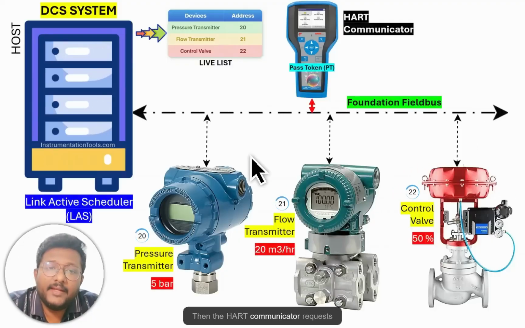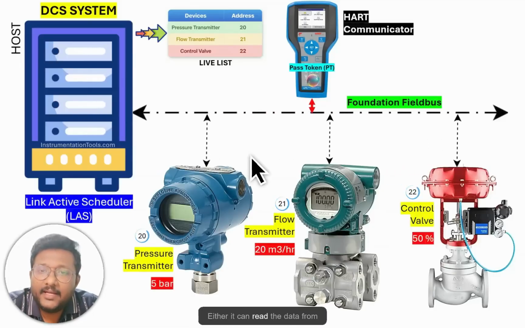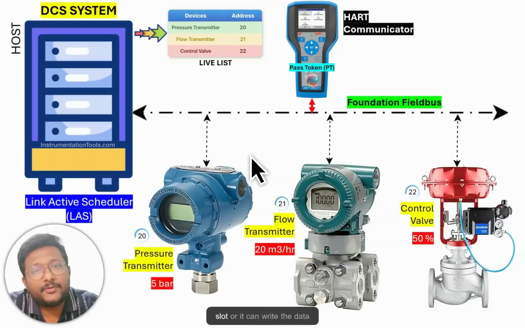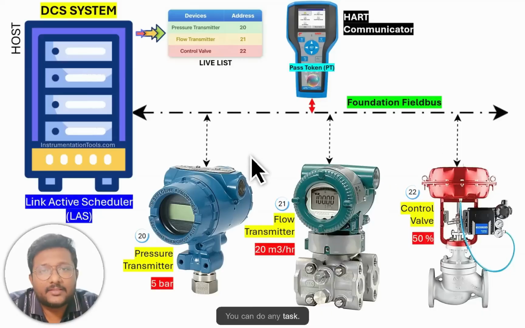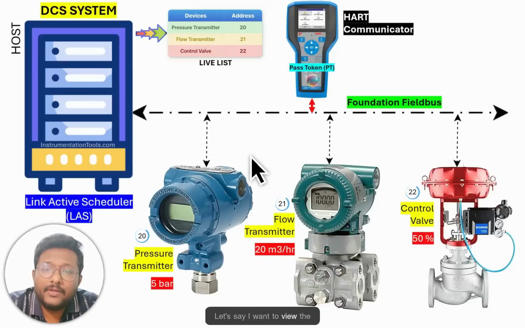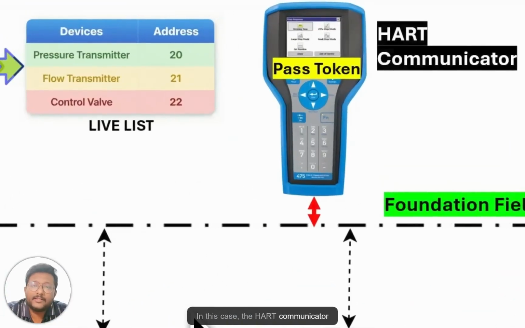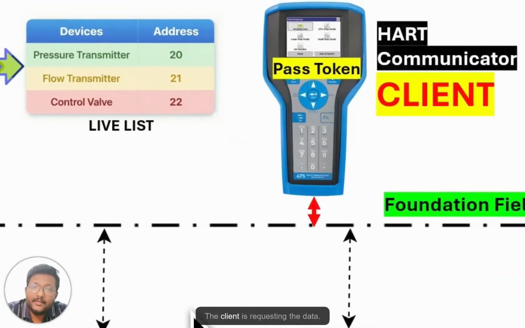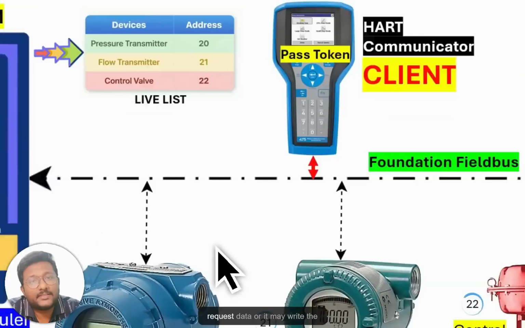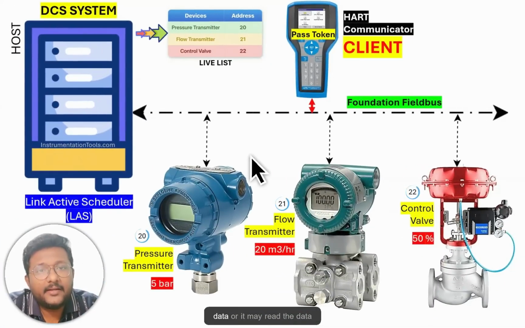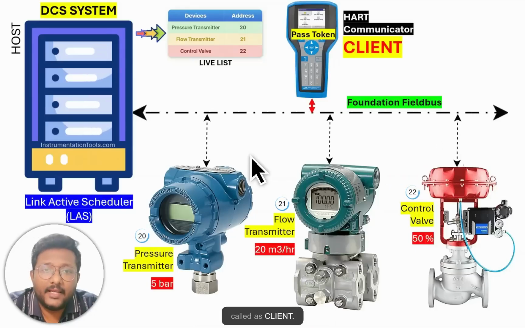Then the HART communicator requests the data from the pressure transmitter. Either it can read the data from the pressure transmitter in this time slot, or it can write the data to the pressure transmitter. You can do any task. Let's say I want to view the pressure transmitter configured range. In this case, the HART communicator is called the client. The client is requesting the data. Any instrument or device which requests the data, or may write the data, or may read the data as per the requirement, that device is called the client.